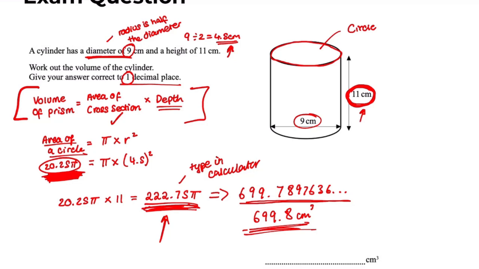That would be because when you type this into your calculator, you got the straight number. You didn't leave your answer in terms of pi. I left it in terms of pi till the end. So if you got 699.8 straight away, that's nothing to worry about. You've just literally used the numbers from the start. I left it in terms of pi until the end.